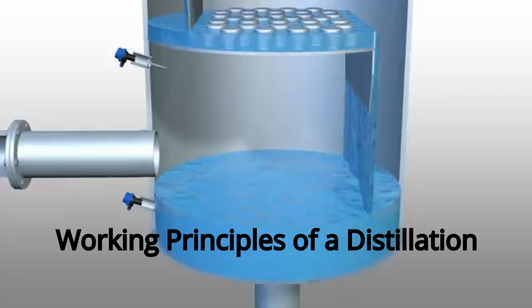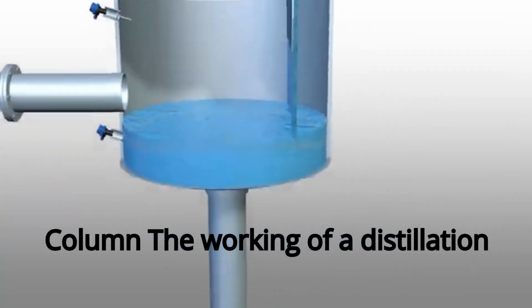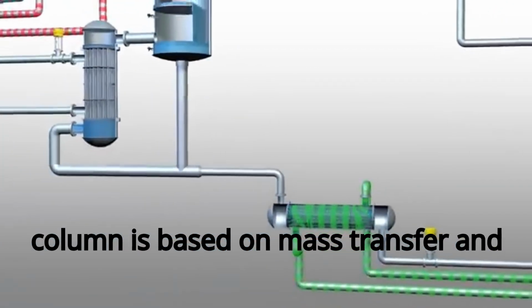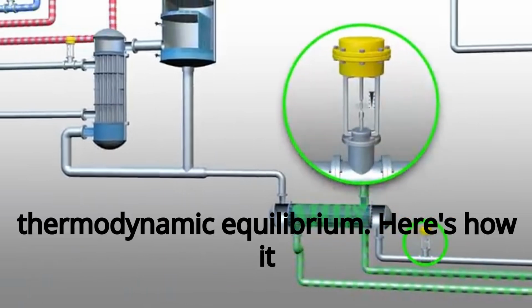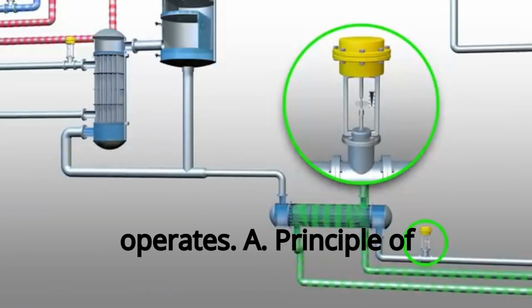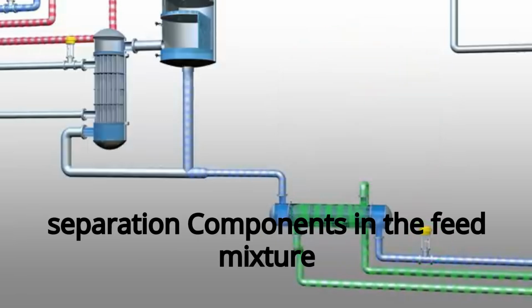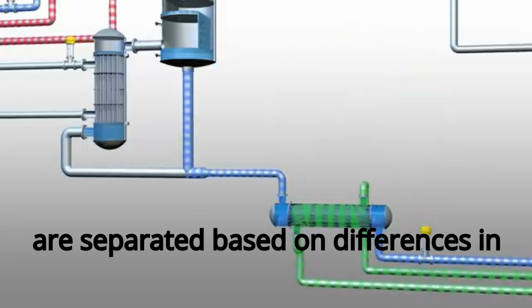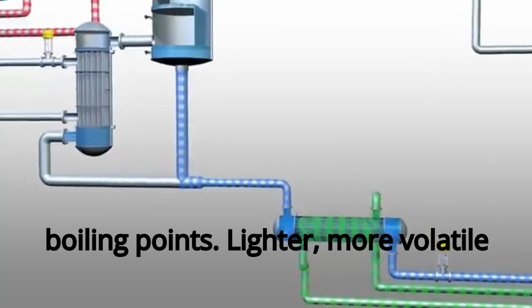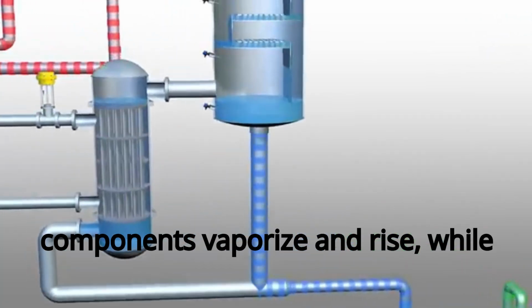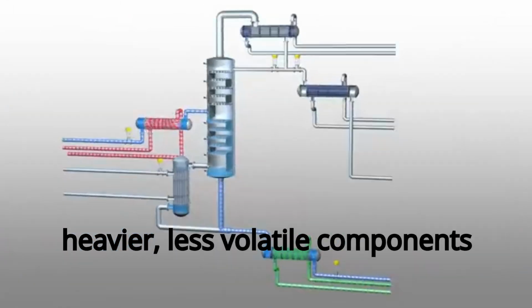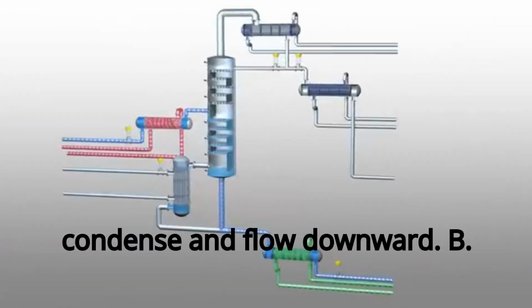2. Working principles of a distillation column. The working of a distillation column is based on mass transfer and thermodynamic equilibrium. Here's how it operates. A. Principle of separation. Components in the feed mixture are separated based on differences in boiling points. Lighter, more volatile components vaporize and rise, while heavier, less volatile components condense and flow downward.